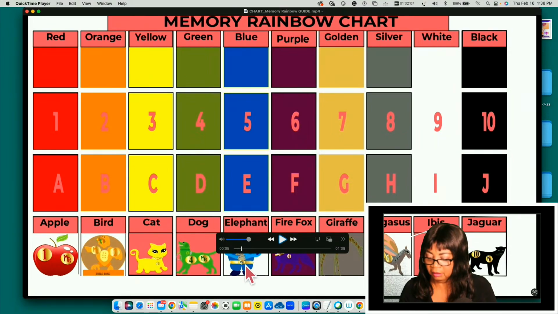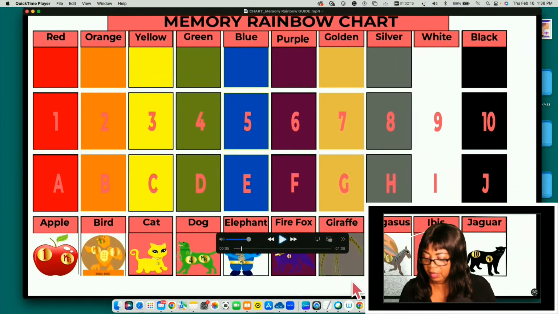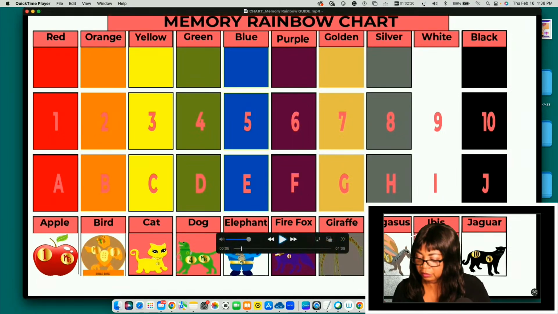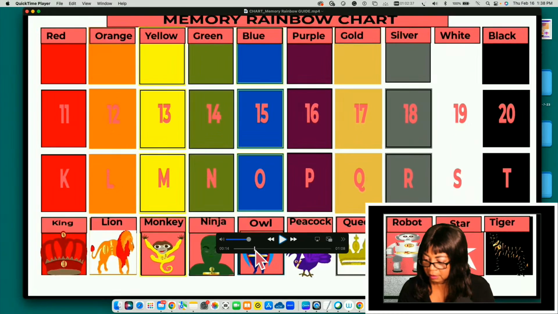And here you have the elephant. Let me see if I can move the elephant for E and 5. 6 is blue, purple, F, and the Firefox. And you've got gold with the golden giraffe. And you've got number 8 for H, and this is Pegasus, the winged horse. And this is white ibis. And this is black jaguar over here.